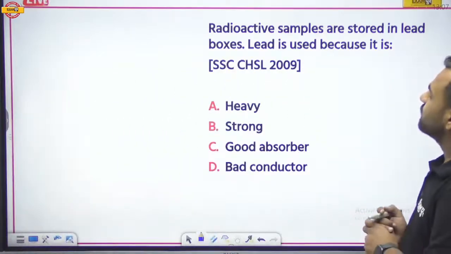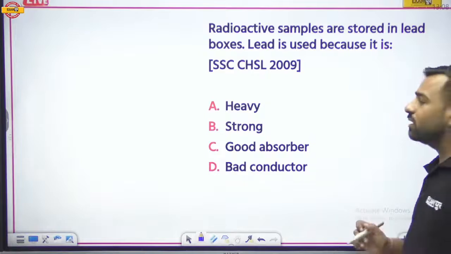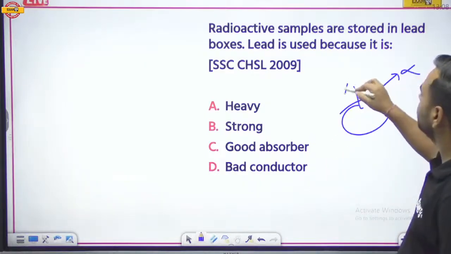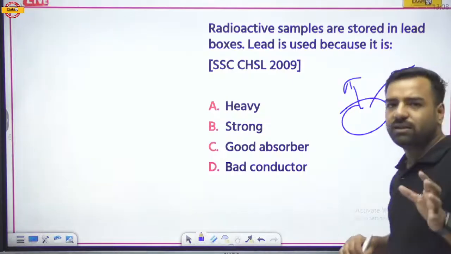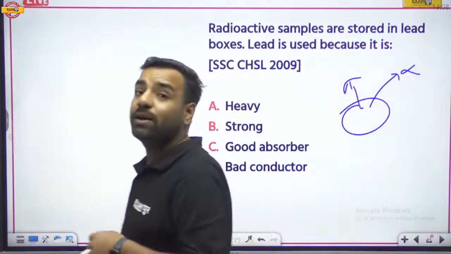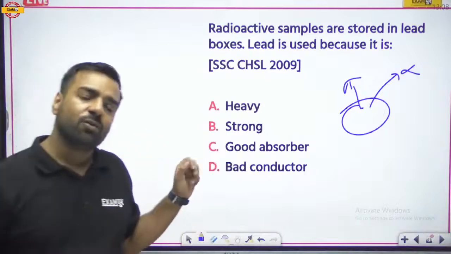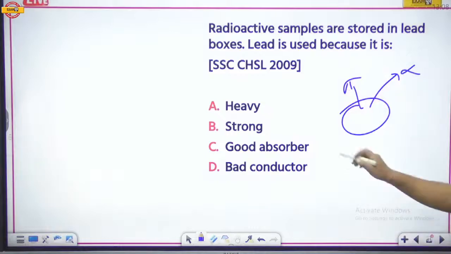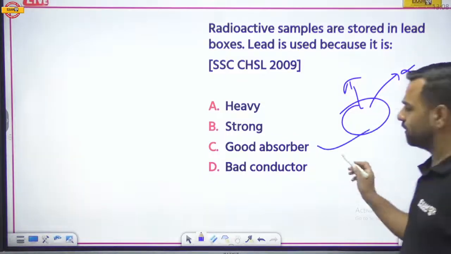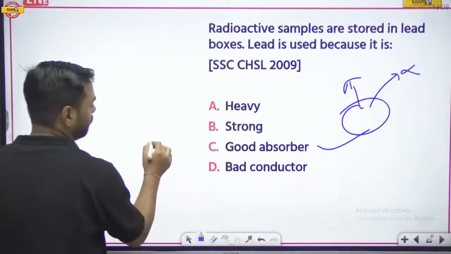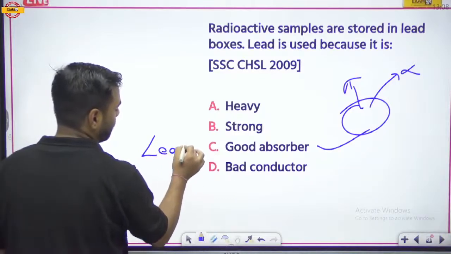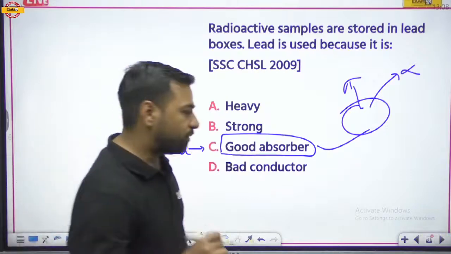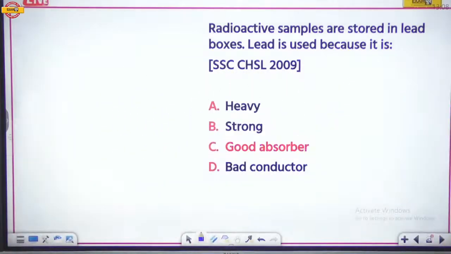If I talk about these radioactive samples, they will be emitting radiations, right? So if those radiations are there, there must be something that can absorb them. So who is the one who can absorb them? For the absorption, we are using lead. Lead is a good absorber. Very important. Fine. So yes, option number C is going to be the correct answer.